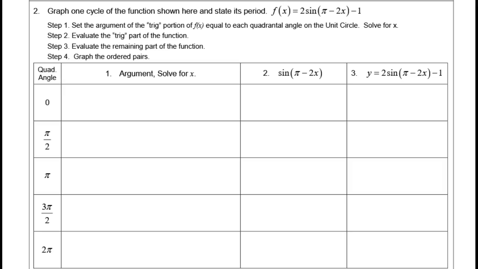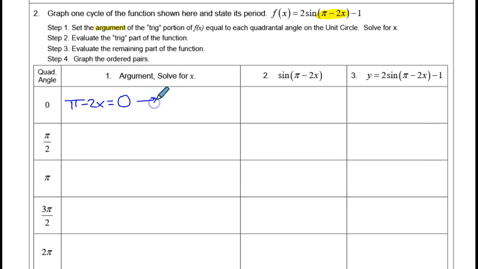All right, step 1 says, set the argument of the trig portion of f of x equal to the quadrantal angle on the unit circle. Well, here's the argument of the trig function. It's that thing that's inside the parentheses. So I need to set that pi minus 2x equal to my quadrantal angle of 0.